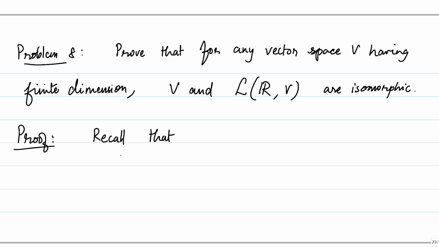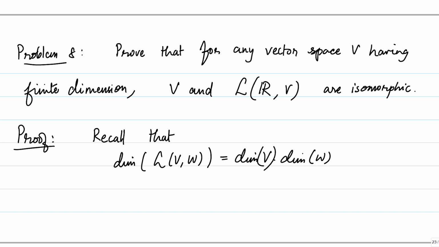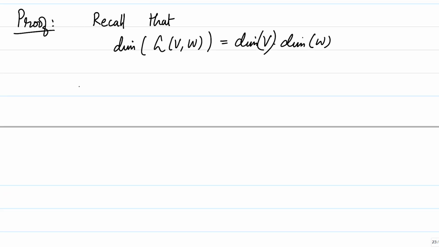So recall that the dimension of L of V comma W is equal to the dimension of V times the dimension of W. But in our case, W is now V, and V is R. So therefore, by this argument, the dimension of L of R comma V is equal to the dimension of R times the dimension of V, which is equal to the dimension of V. So we know that the dimension of L of R comma V is the same as the dimension of V.